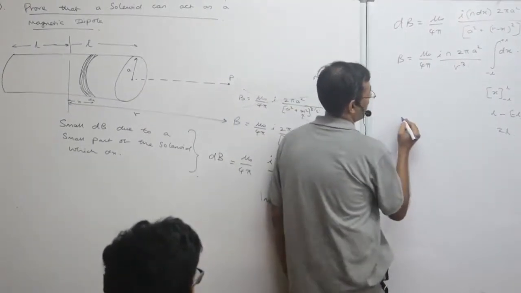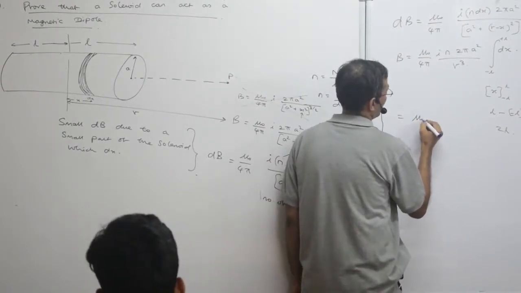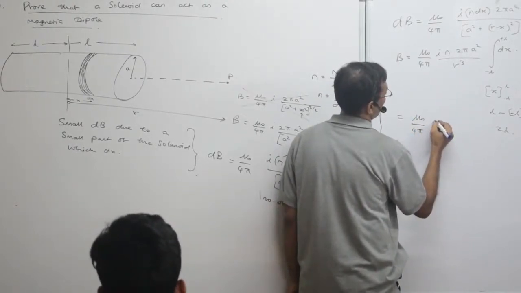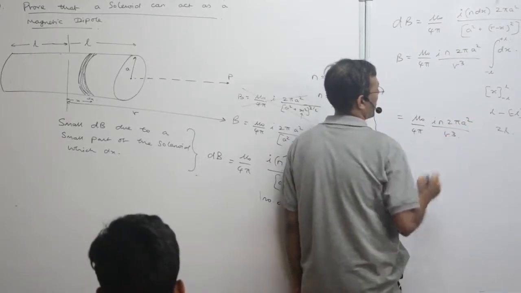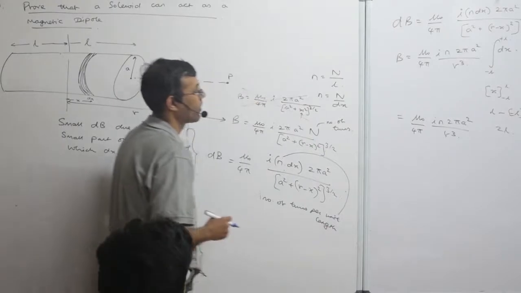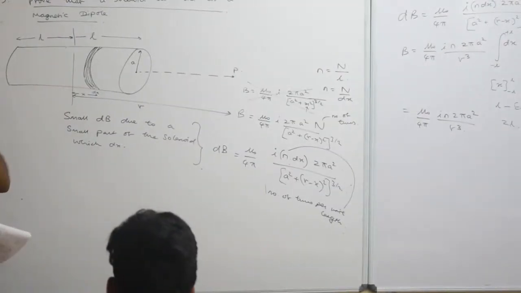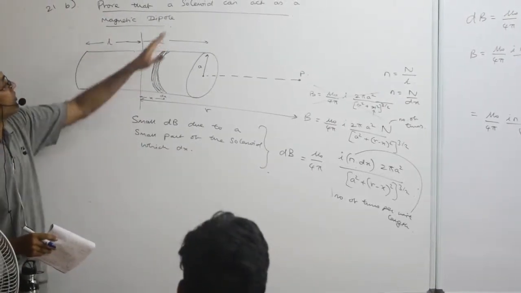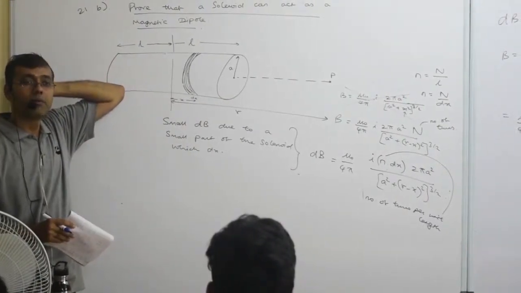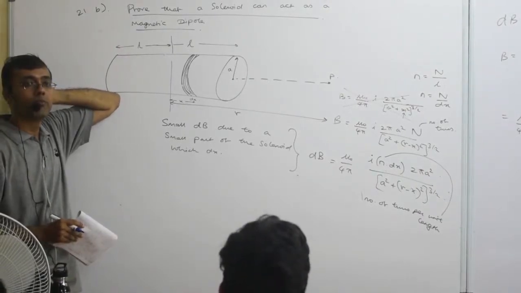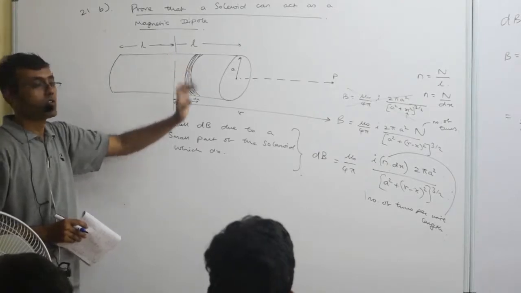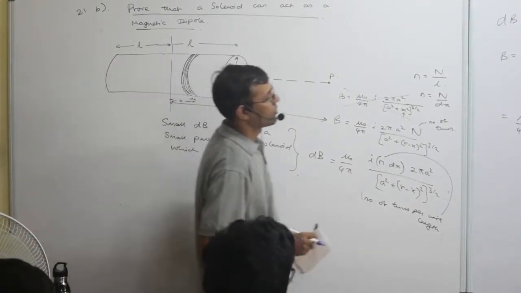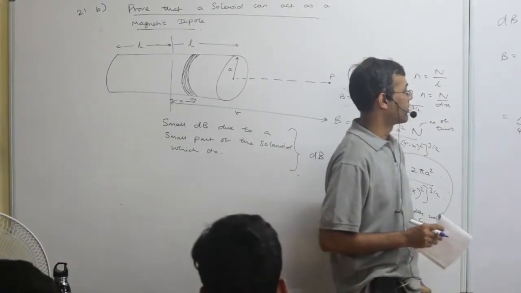So that means this entire term is mu naught by 4 pi, I n 2 pi a squared divided by r cube. I think by the time you do all this mathematics, you will be forgetting where we started. What was our target? What did we want to prove? It acts like a magnetic dipole. That was our aim. Any idea how to prove that? You already have a clue from your previous formula.